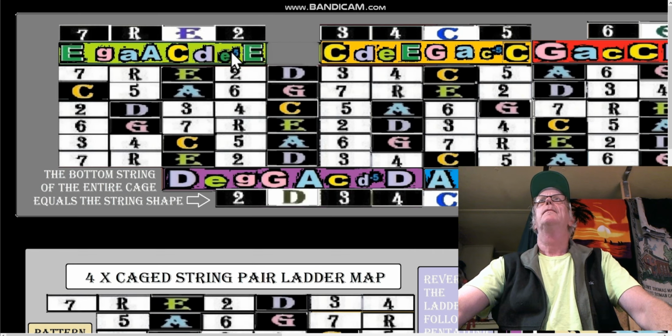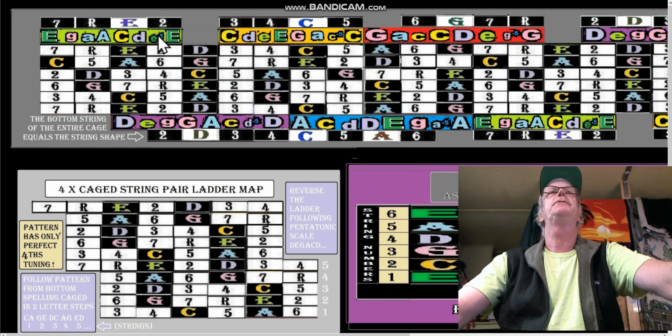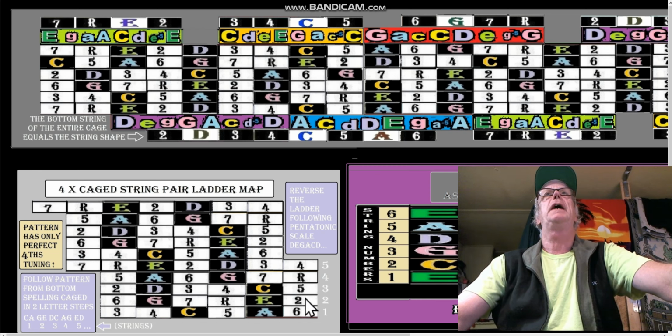Okay, so from last time we have some interesting stuff here. We have the 4 cage string pair ladder map, and that'll be on today's chart, which is 154. This is chart 153. And I thought it was important to do a cage ladder map.